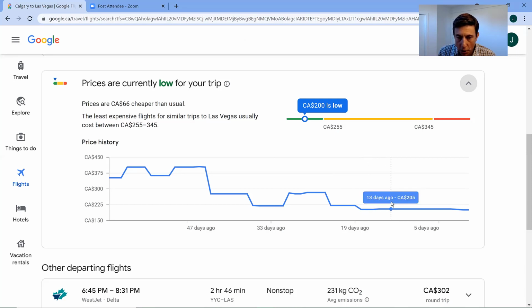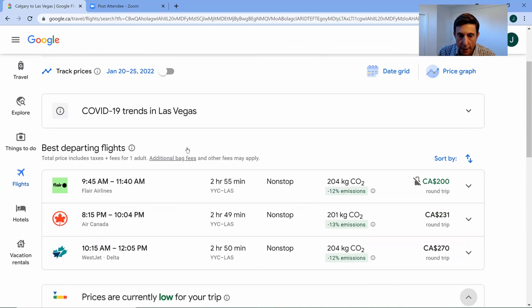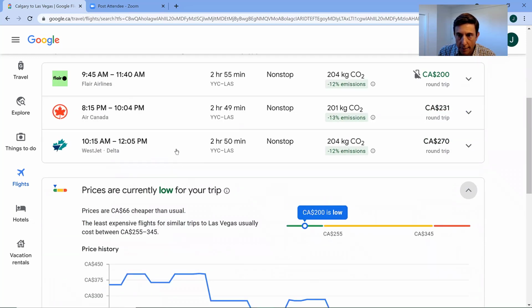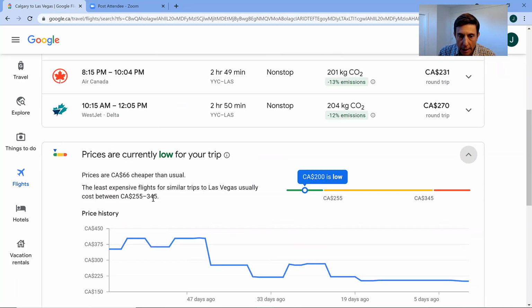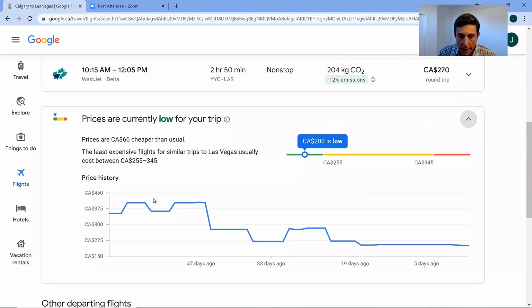There is historical data, a time series, but we have data coming from different airlines. In this case, we have Flair Airline, Air Canada, WestJet. So it's pulling the information from different companies, producing a series, assessing the best flight at each time, and making a decision.